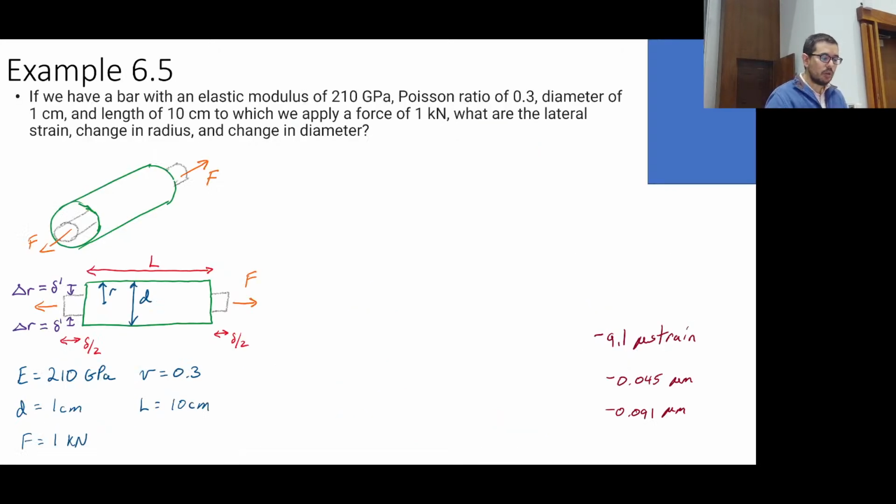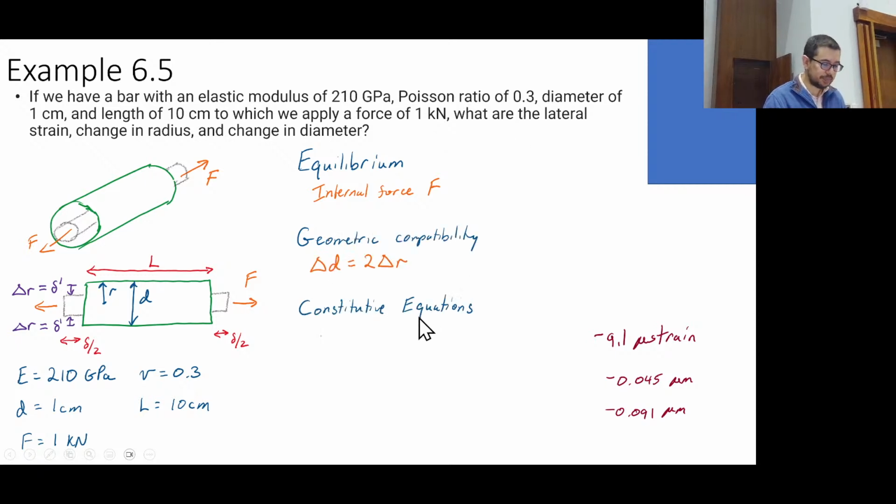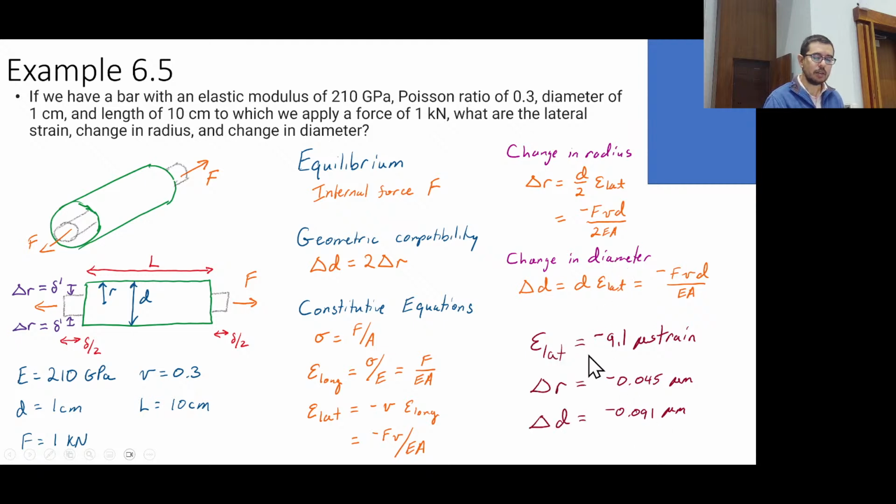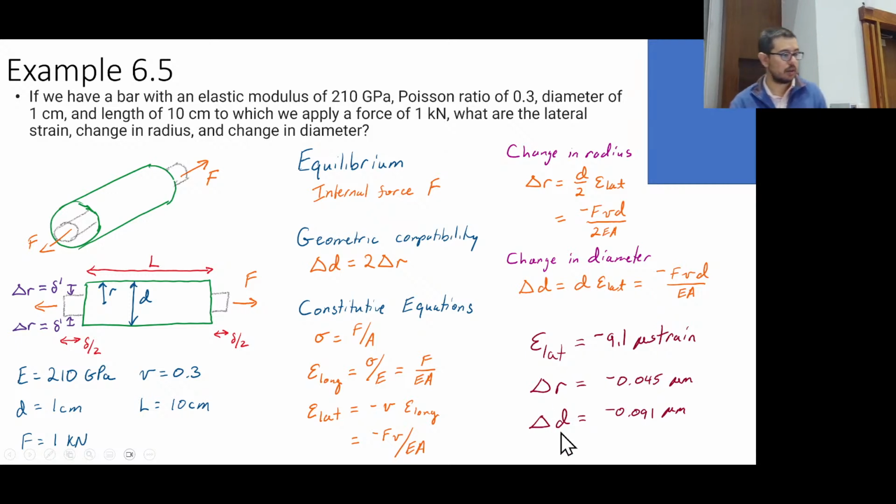Okay. So here's another problem. What are the lateral strain, change in radius, and change in diameter? Okay. So now that we know something about the Poisson ratio, and 0.3 is a common one, we can go ahead and figure out, using these three pillars and this information, how the change of radius is related to the force being applied, the Poisson ratio, and dimensions, diameter, area, and the elastic modulus. Okay. And then these are going to be the strain, the lateral strain, and the change in the radius, and the change in diameter. All right.